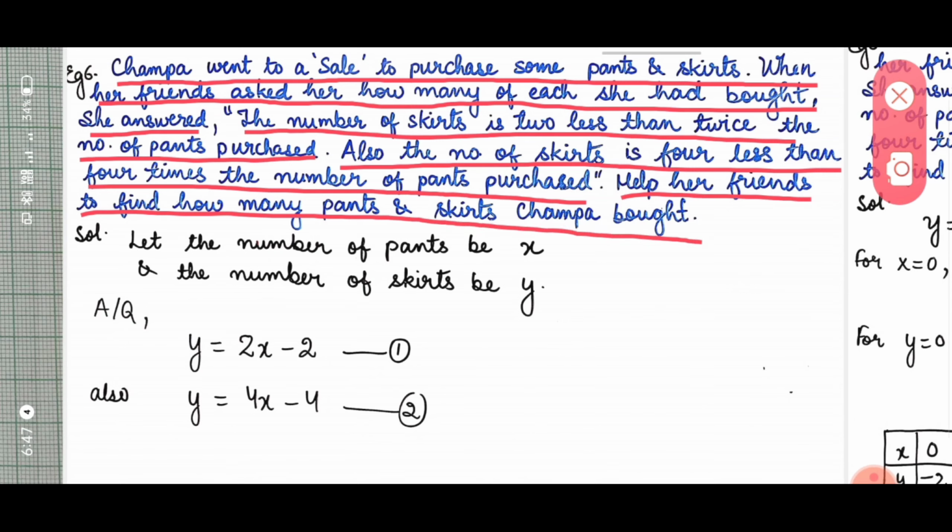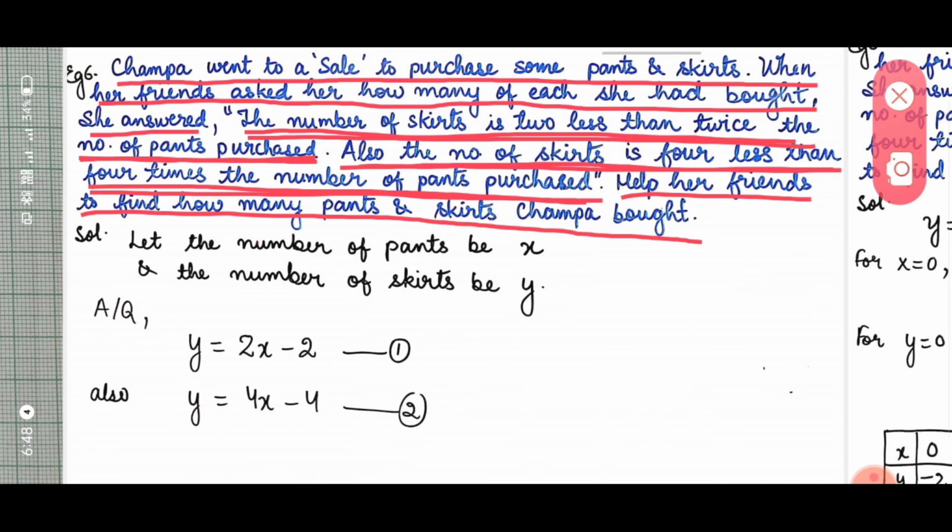Now there is a girl named Champa and she went to a market and she purchased some pants and skirts. When her friends asked how many pants and skirts did she buy, she did not tell an exact number. Instead, she said the number of skirts is 2 less than twice the number of pants. Okay, she didn't want to reveal the exact number at first, right? And then she said also the number of skirts is 4 less than 4 times the number of pants purchased.